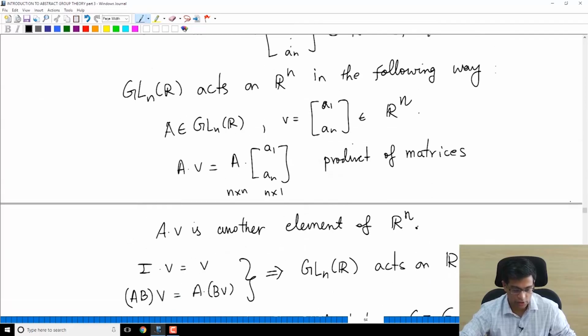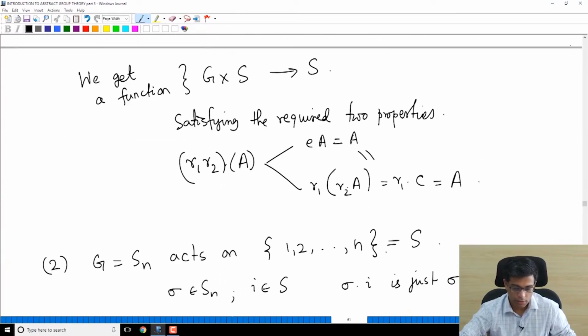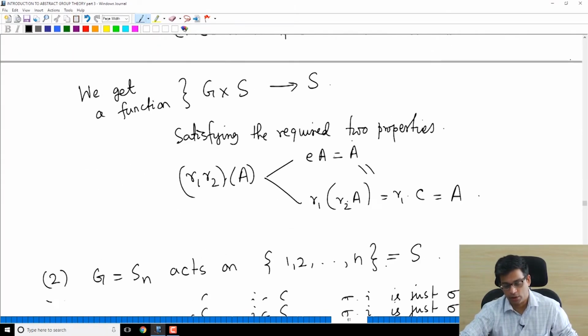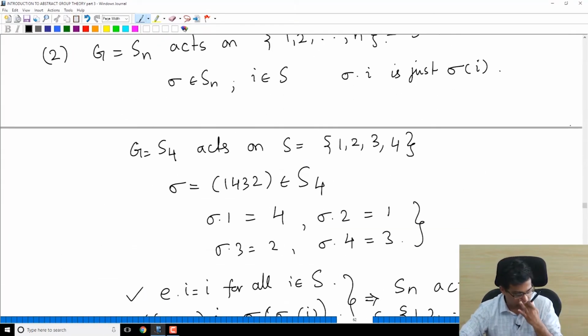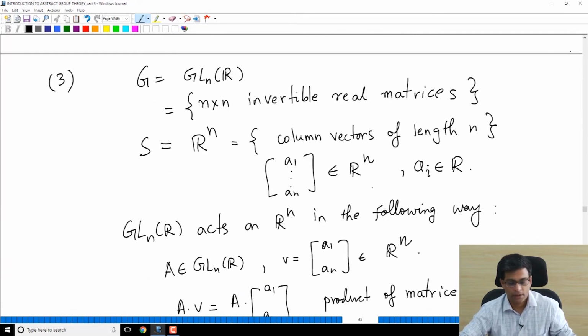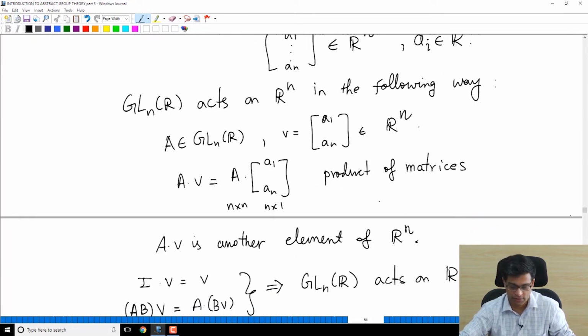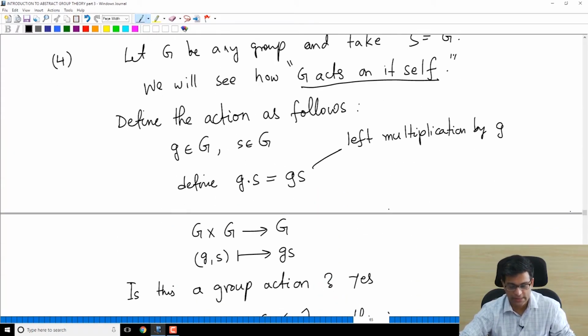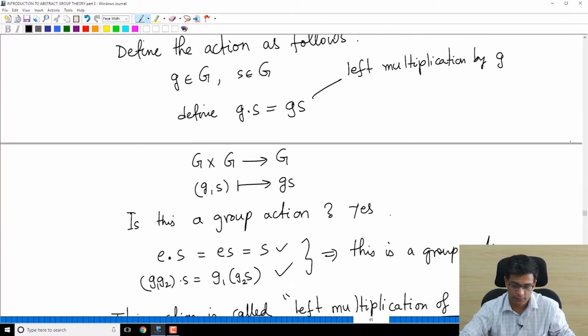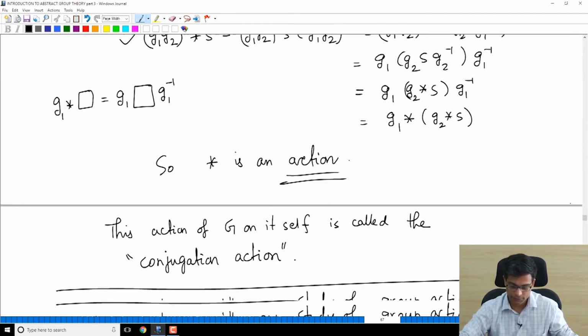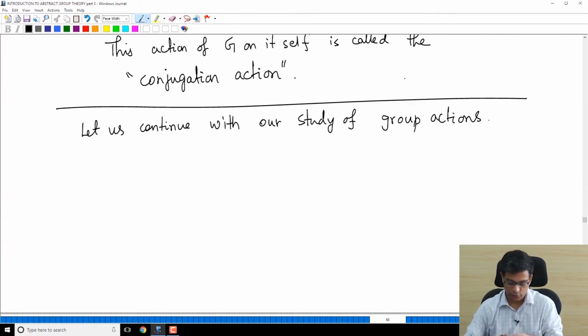So I have given 5 examples. First one being how rotations operate on the vertices of an equilateral triangle. Then our familiar symmetric group acting on the indices. Invertible matrices acting on column vectors. And finally, the 4th and 5th examples were a group acting on itself, first by left multiplication and then by conjugation. These are the important examples, and if you understand all the examples carefully, it also illustrates the point I made earlier, that group action is supposed to be abstract. It is not in some specific context. In any context where you have a group and a set S and a function from G cross S to S satisfying some conditions, we have a group action.